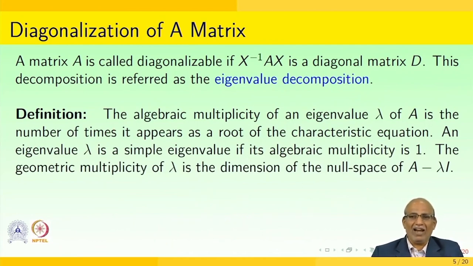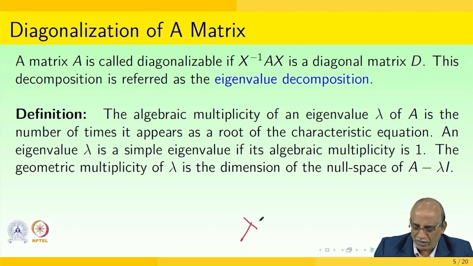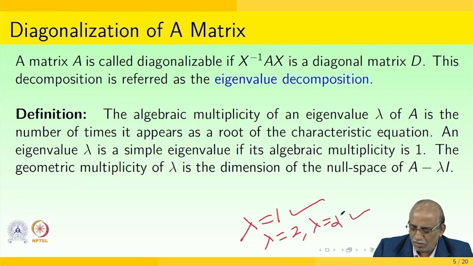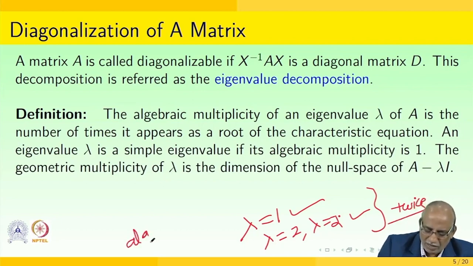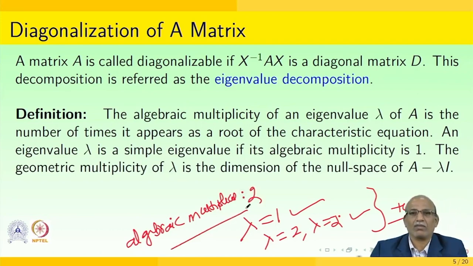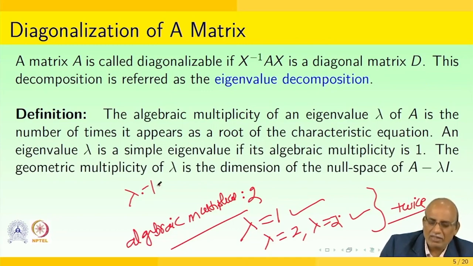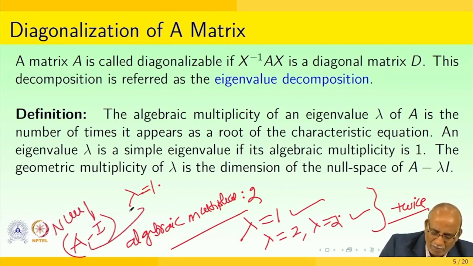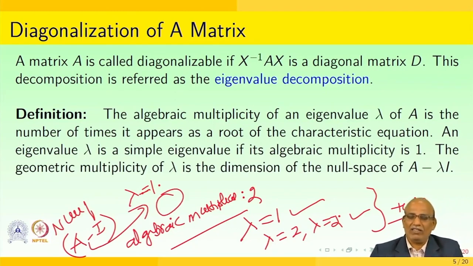On the other hand, the geometric multiplicity of lambda is the dimension of the null space of A minus lambda I. Lambda equal to 1 is the simple eigenvalue, and lambda equal to 2 appears twice, so the algebraic multiplicity becomes 2 in this case. Suppose lambda is equal to 1. I will compute A minus I and its null space, that is, wherever it is mapped to the origin. That is the geometric multiplicity.